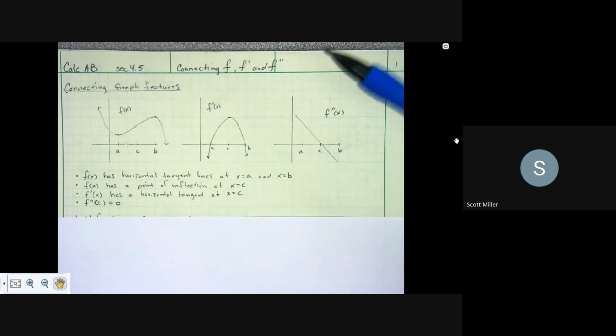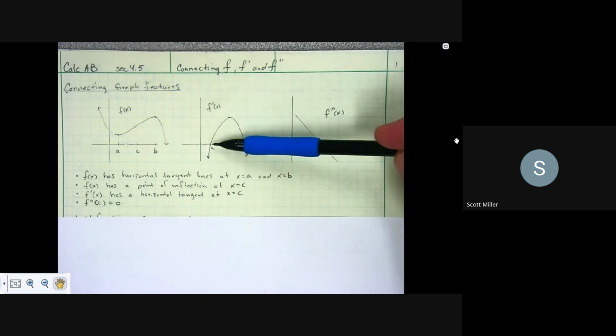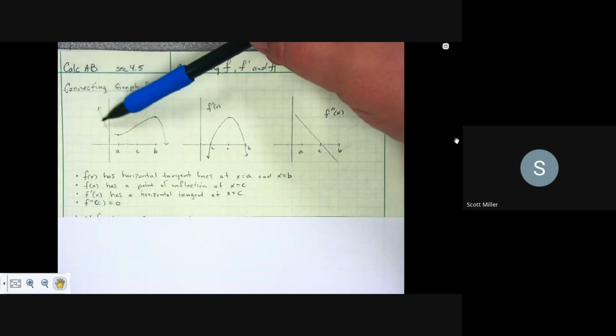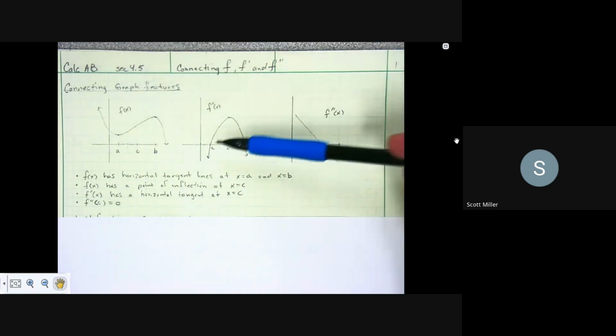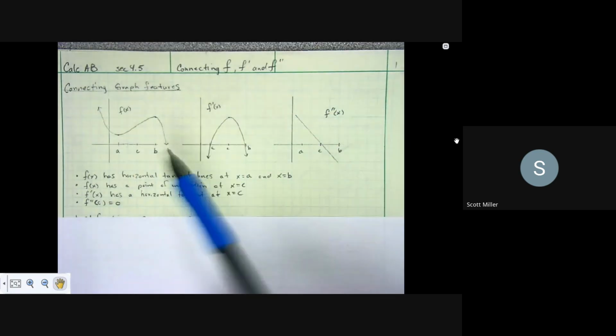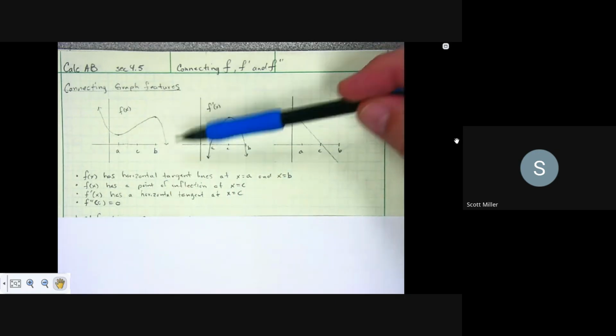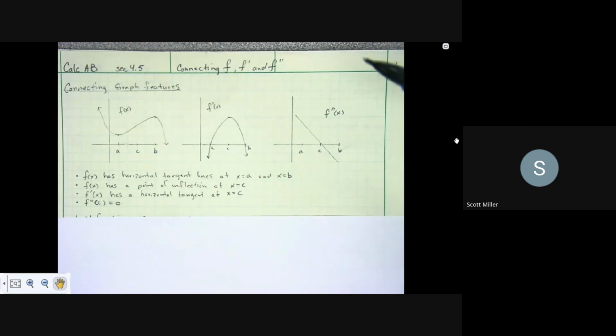You can see over here that on the left of A, F prime is negative. So over here, we can see that the function is decreasing. Then I'm above the x-axis, so F prime is positive. So between A and B, F of x is increasing. And then it goes back down again, and so forth. And so we can use these kind of things to help us see this.